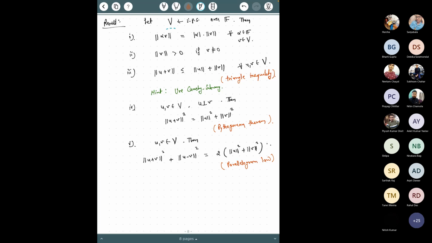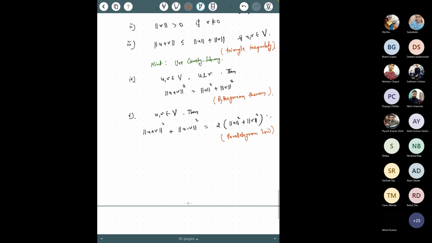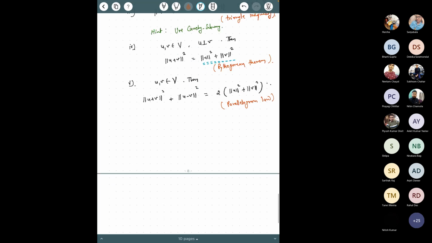For example, here the first two, you just use the definition. Third one, as I have mentioned, you just use the Cauchy-Schwarz. Similarly, in the fourth one, just use the fact that u and v are orthogonal. You start from here, then keep on simplifying using that fact, and you will get this one. Similarly, here also you just start by expanding the left hand side, and then you will get that this is equal to the right hand side.